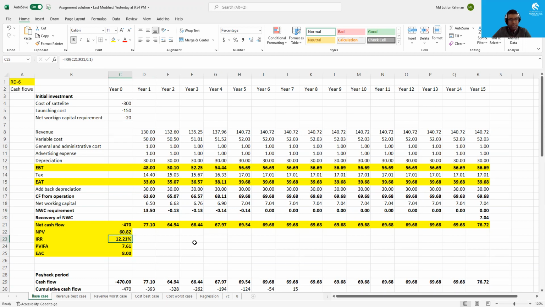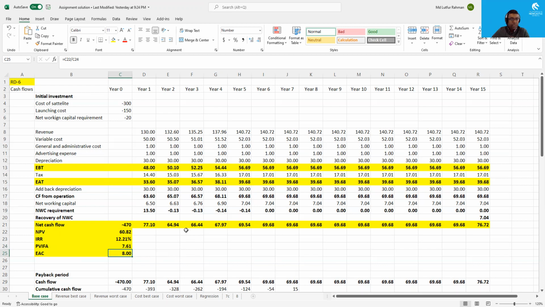All of you know how to calculate NPV and IRR using Excel function. And this PVIFA is for equivalent annual cash flow. You know that when two projects have unequal lives, like here we have two projects, one has a life of 15 years, another has a life of 20 years. So they are unequal life projects, and we need to go for equivalent annual cash flow. What we simply do is divide NPV by the PVIFA, present value interest factor of an annuity, and we find the equivalent annual cash flow.